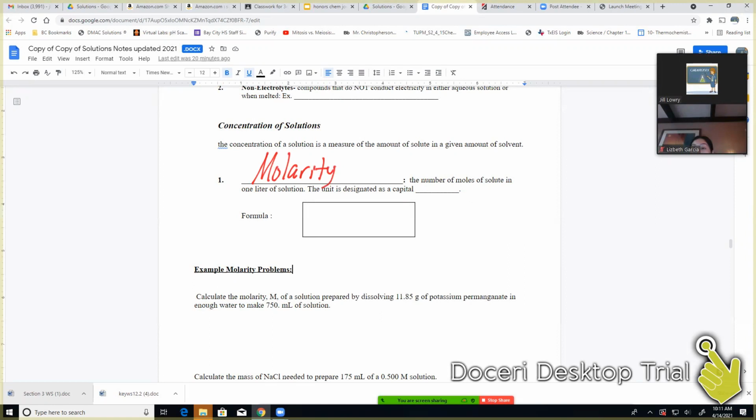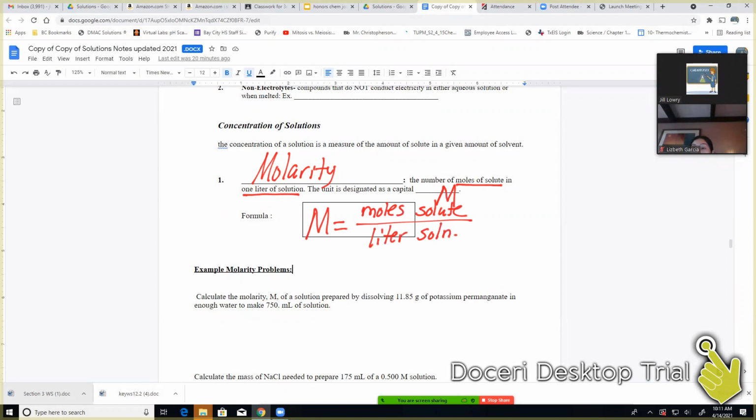And both of the formulas we'll do today are different ways to look at the concentrations of a solution. Molarity is the number of moles of solute per liter of solution. And it's designated by a big M. It has to be a big M because in a minute we'll do one with a little m. So moles of solute per liter of solution.